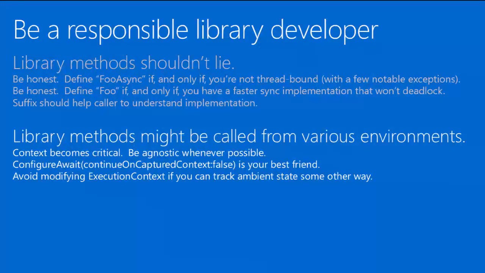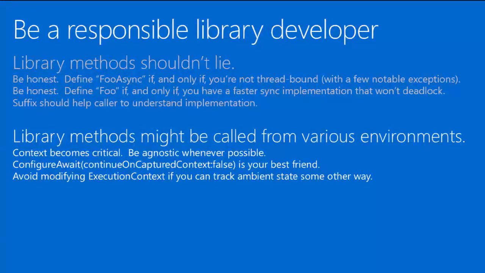There's also you having to respect, in other ways, this context that you're called in, right? And, you know, context can actually become critical in different ways. And there's different kinds of context, which we'll see. And one of those ways you respect your context is going to be calling this ConfigureAwait method, passing it false, right? And we're actually going to see how that helps us out with the deadlock that we saw before.